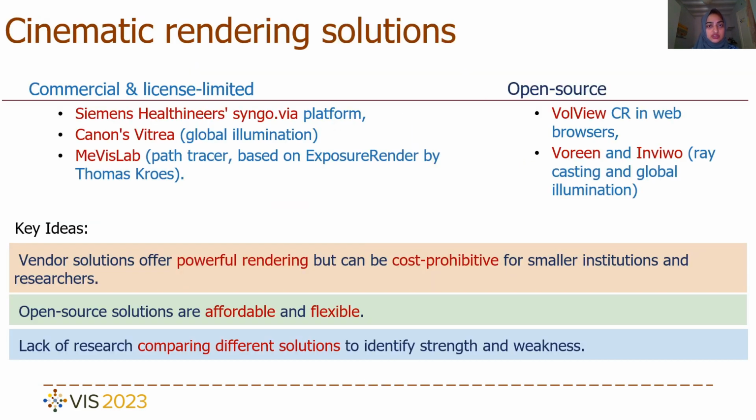Healthcare centers have access to a range of commercial and license-limited solutions like Syngo.via Vitrea Global Illumination and MeVisLab to render data cinematically. However, the cost associated with these tools can be a barrier for smaller institutions and individual researchers. On the other hand, open source solutions are both affordable and flexible. Despite this, there is a lack of research comparing different solutions in cardiac applications to identify the strengths and weaknesses of open source software tools as compared to commercial solutions.